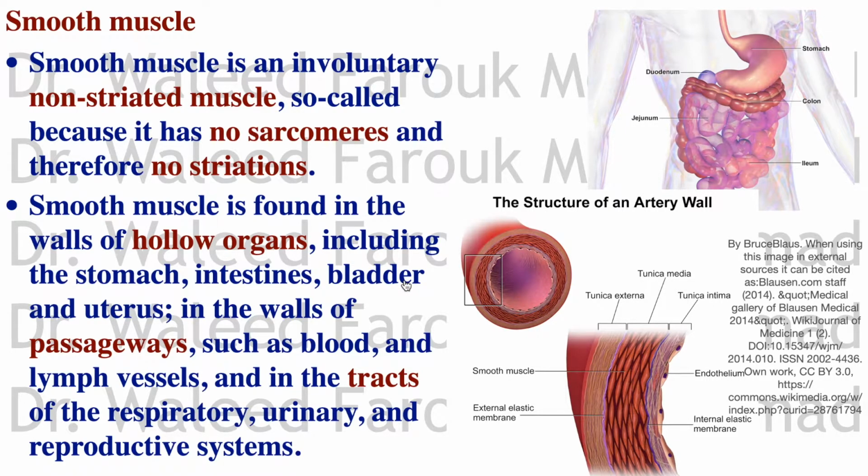You can find smooth muscles in the walls of hollow organs, including the GIT, the urinary bladder, and the uterus, for example. You can find them in passageways such as blood and lymph vessels, and in the tracts of the respiratory system, the urinary system, and the reproductive system.